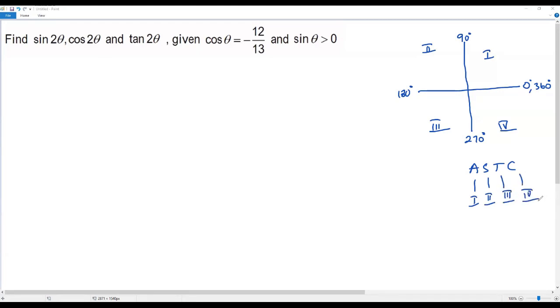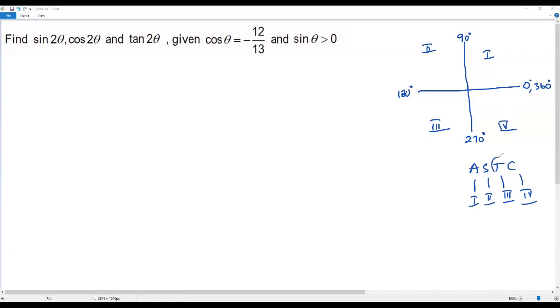That means we have the letter A for the first quadrant, so all trigonometric ratios are positive in the first quadrant. For the second quadrant we have the letter S. S means in the second quadrant sine theta and its reciprocal cosecant, only these two trigonometric ratios, are positive. The rest are negative. Rest means tangent, cotangent, cosine, secant are negative.